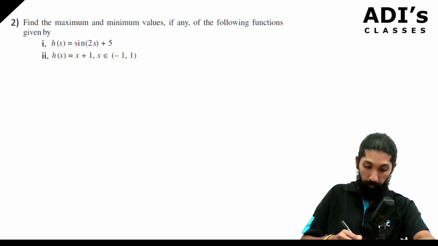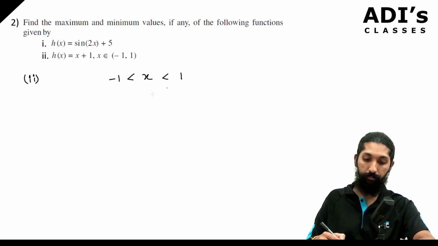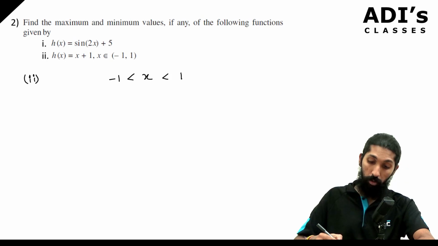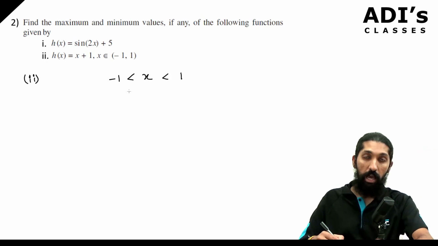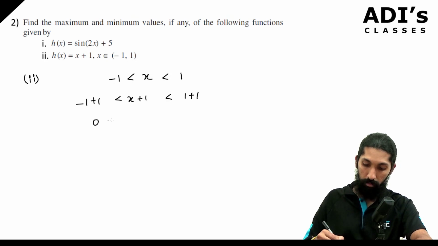All right. See, for the second part, you know that the x value is between -1 and 1, right? Because it's an open bracket, an open interval. It's not a closed interval. So x is from -1 to 1. Add 1 on all the sides because it says x + 1, right? So -1 + 1 less than x + 1 less than 1 + 1. So 0 less than x + 1 less than 2.